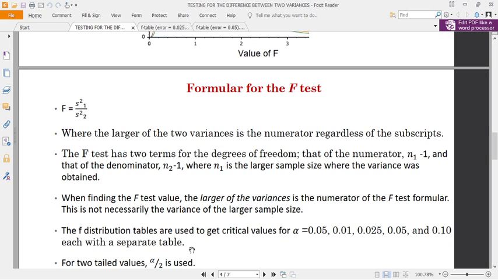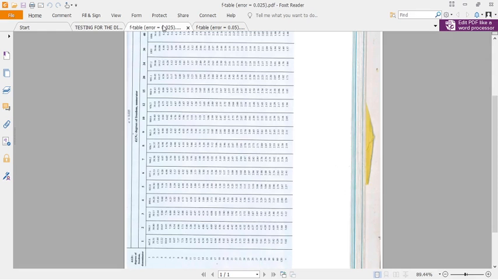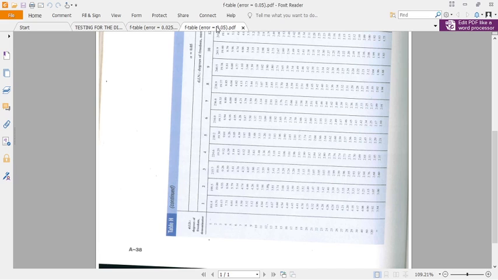An F distribution, unlike other distributions, has various tables. For example, when alpha is 0.05, the table is independent from when alpha is equal to 0.01, 0.025, 0.05, and 0.1. I've put a sample of some, but I'll upload all of them and you'll be able to access them in the system. You look at the level of alpha on top, and that should always guide which F table to use.